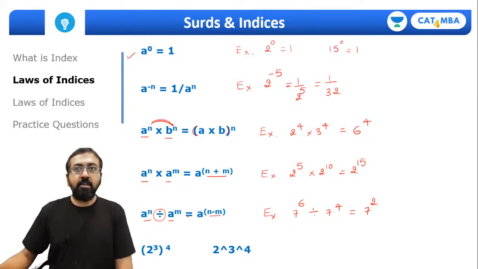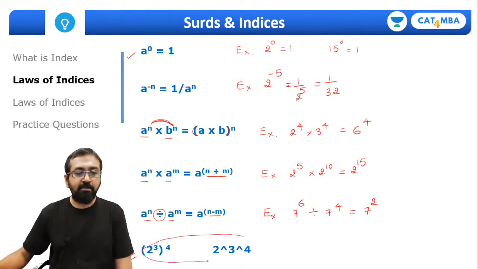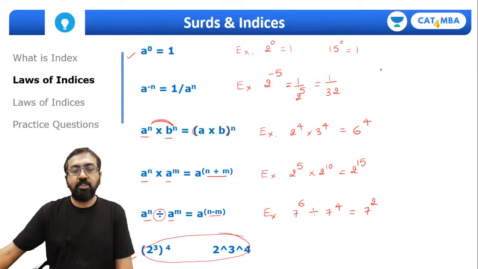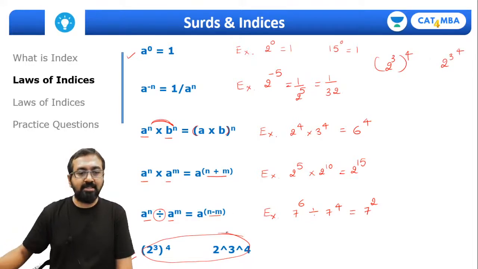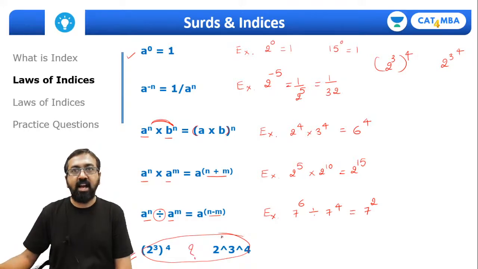Let's take the next point, and this is very important. I have seen many students making mistakes in this particular rule. So let me just write it over here. Now this rule says that 2 raised to 3 whole raised to 4, is it equal to 2 raised to 3 raised to 4? That's the question. That's what we need to identify. Are these two equal? This is what we need to understand.